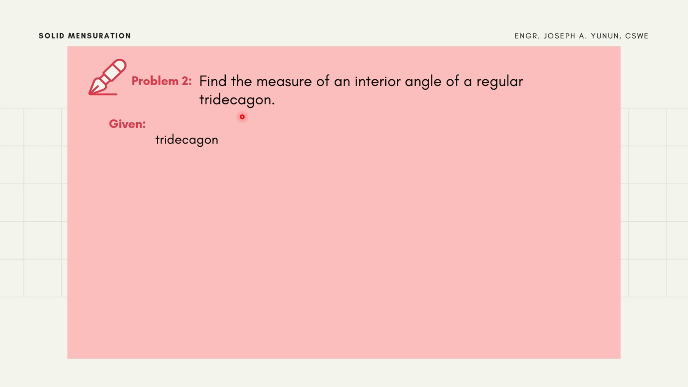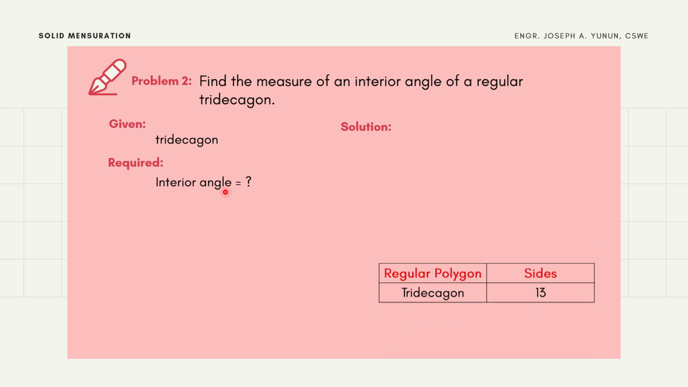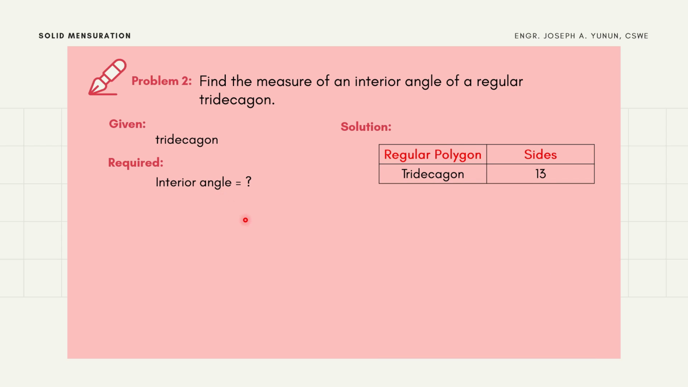So the given is a tridecagon, which has how many sides? Tridecagon, you should be familiar with that one. Then the required, based from this one, is to find the measure of an interior angle. Now, for the solution, let's go with tridecagon. How many sides? The regular polygon is a tridecagon, which has 13 sides, or this can also be called a 13-sided polygon.